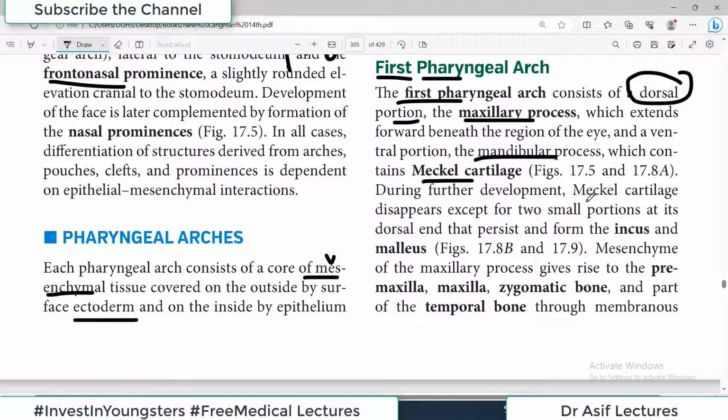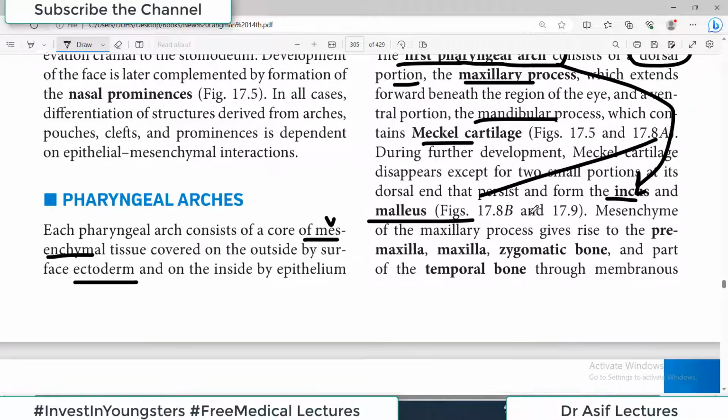During further development, Meckel's cartilage disappears except for the two small portions at its dorsal end that persist to form incus and malleus. ये सारी details अगर याद न भी रहें तो इतना पता होना ज़रूरी है कि first pharyngeal arch at the end makes incus and malleus, not the stapes.